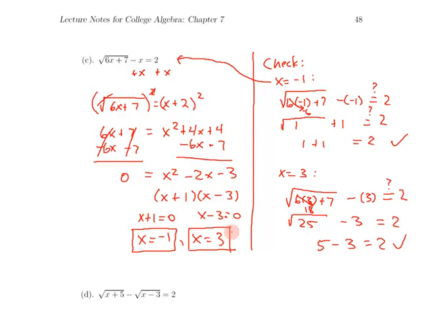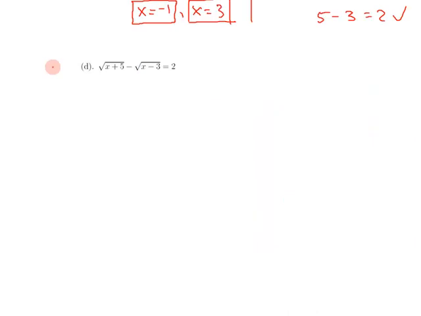Let's move on to the next one. In example D, we have the square root of the quantity x plus 5 minus the square root of the quantity x minus 3, all equal to 2. Now our strategy is still the same. We want to get rid of the radicals, but because we have 2, we're going to have to get rid of them one at a time.